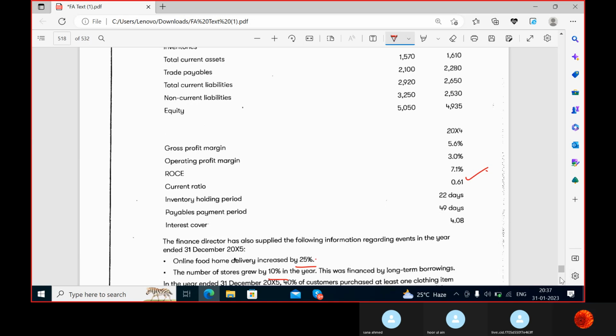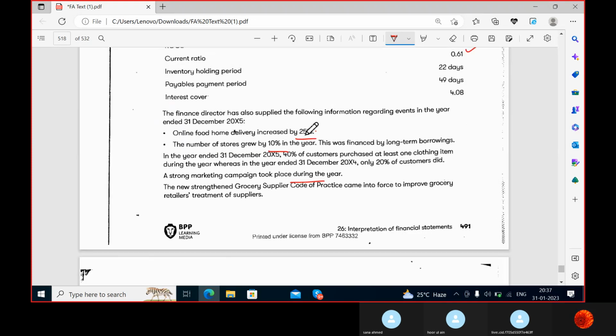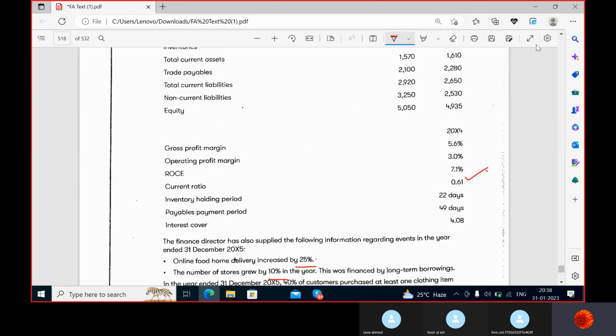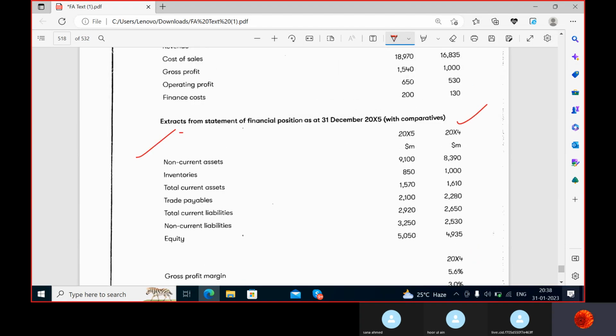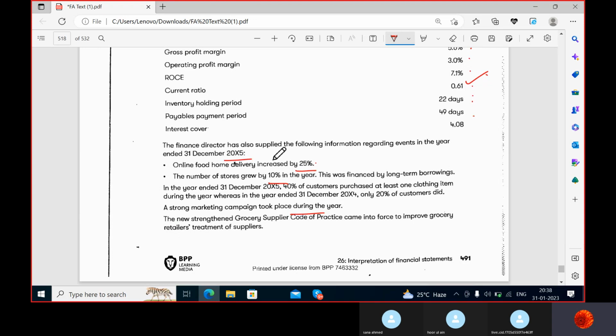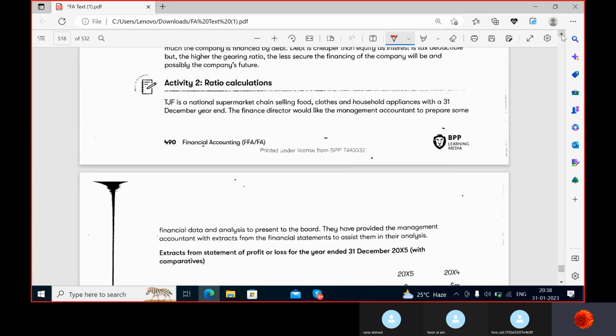Why I'm saying that is, this particular question needs to be done with some changes. What they meant to say here is in 2004, they have calculated all these ratios which are given to you here. And what they are asking is in 2005, some changes have happened. Online food home delivery increased by 25%. That means what kind of company is this? Today we have many startups working. So TGF is a national supermarket chain selling food, clothes and household appliances with a 31st December year end.